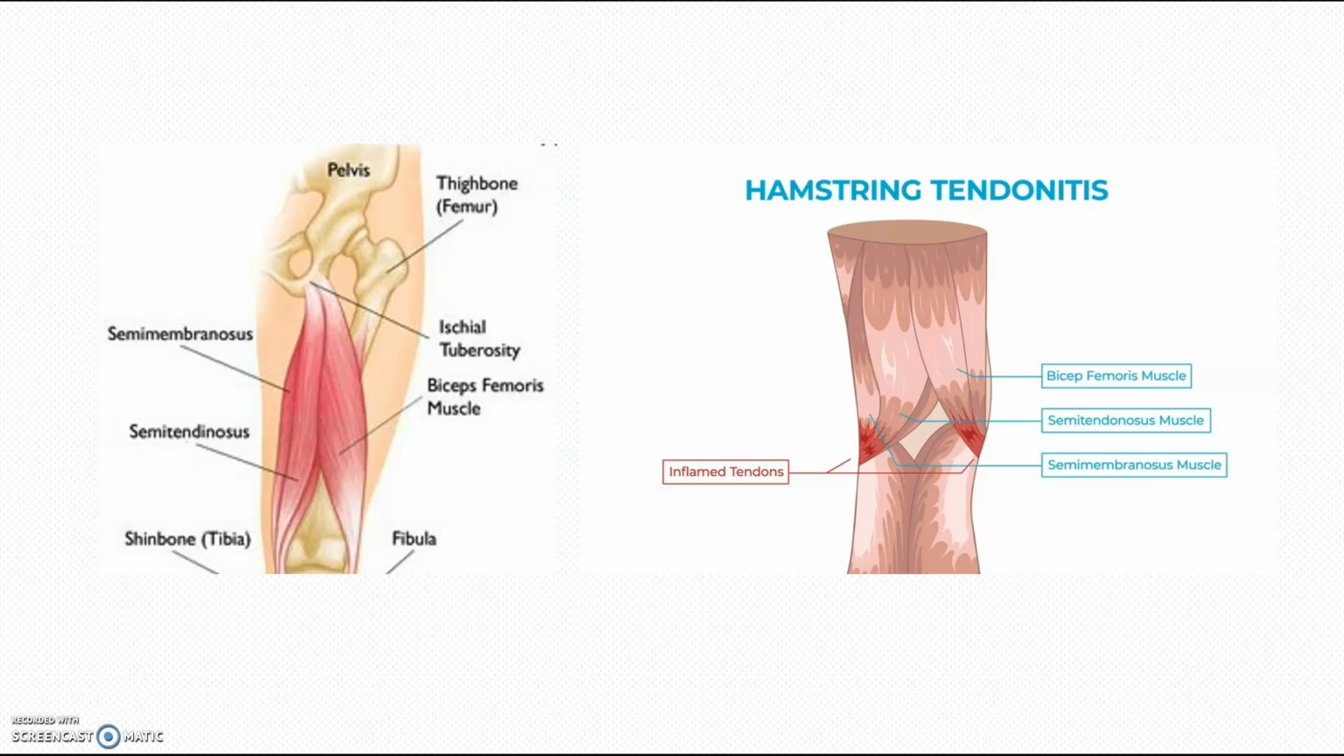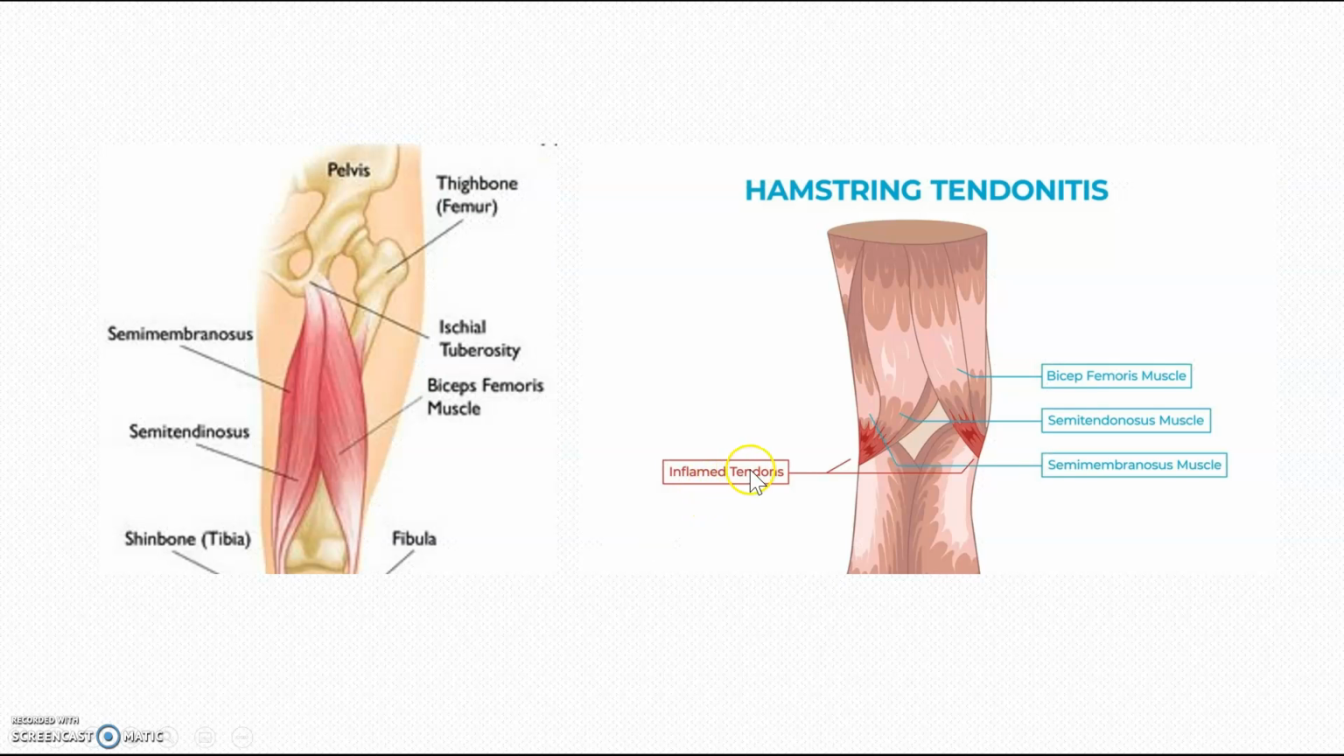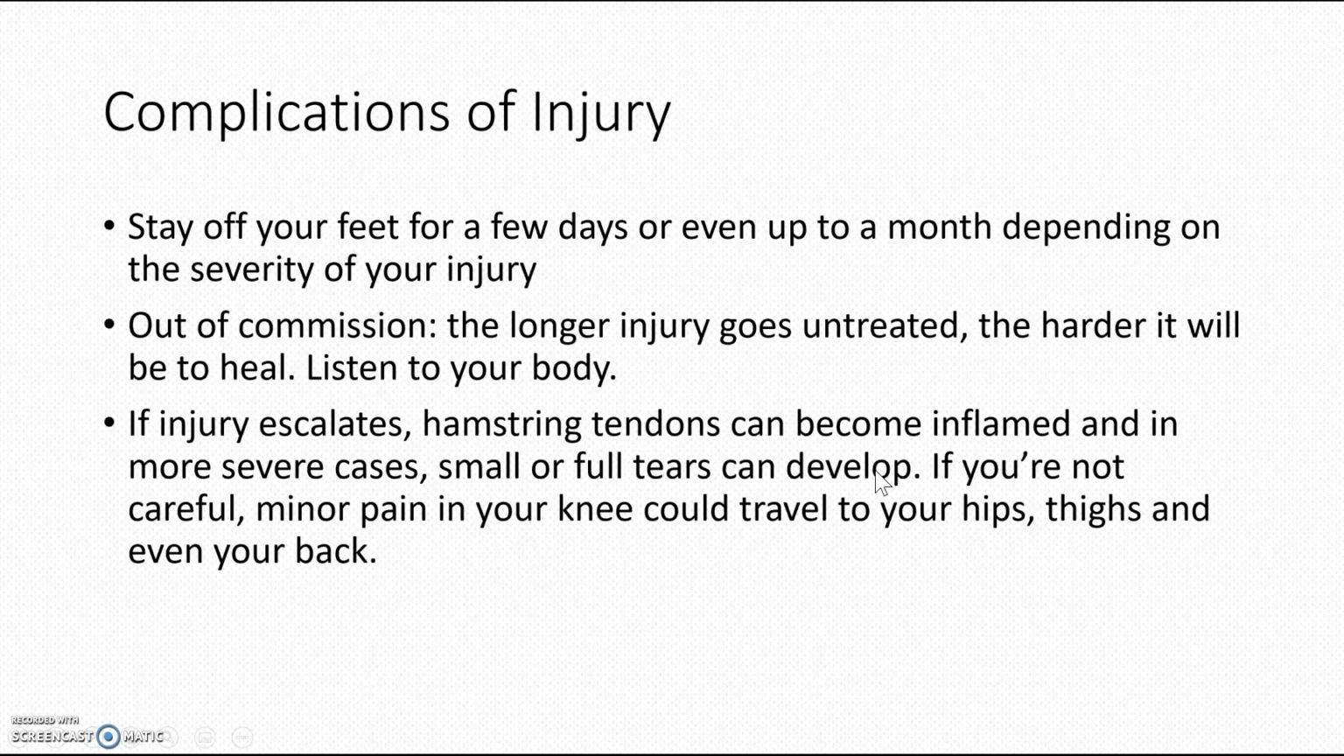Here's just a depiction of what hamstring tendonitis looks like. So here you have your three muscles, your semimembranosus muscle, your semitendinosus muscle, and your biceps femoris. These are all connected through tendons, you see these lighter areas in the muscle, to your bones, to your pelvis, your femur, your fibula, and your tibia. And here it shows just what it would look like if they were inflamed.